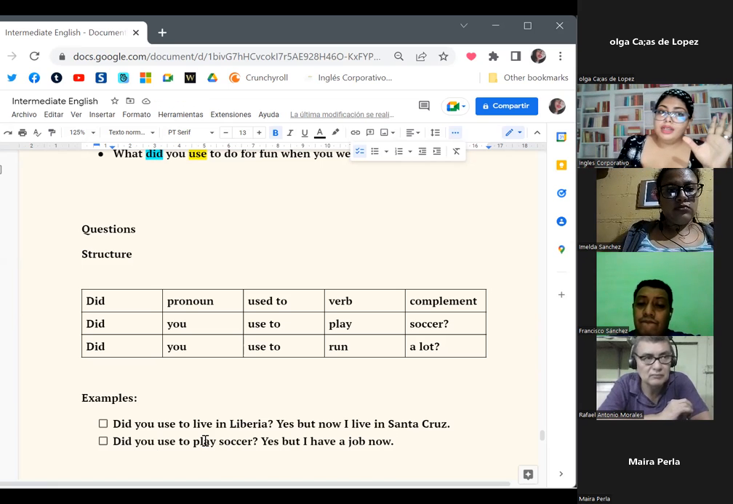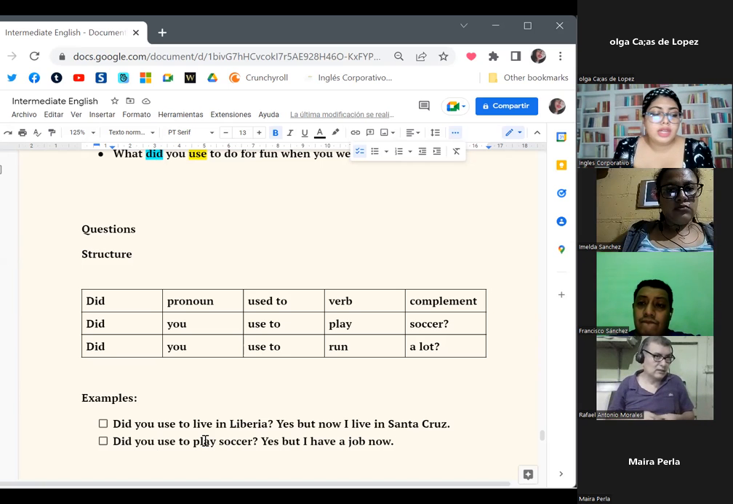So, remember that in this case, we are talking about past habits and now we can keep doing that action. So in that case, it's just a memory that we did something like that in the past.